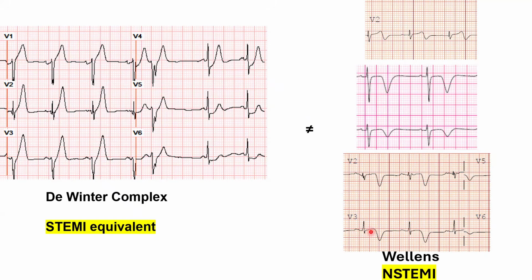Those Wellens T waves indicate LAD critical stenosis, unstable stenosis, but not STEMI. And this is not an indication for emergent cath. This is a post-ischemic finding in a patient who at some point likely had ST depression or ST elevation, but now is having the post-ischemic T abnormality.